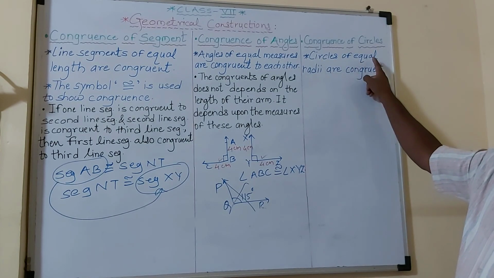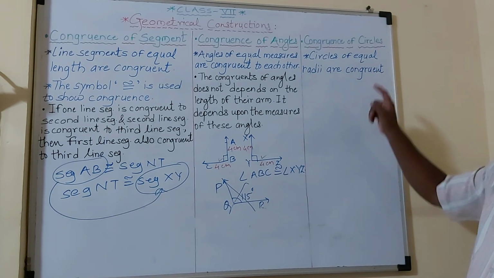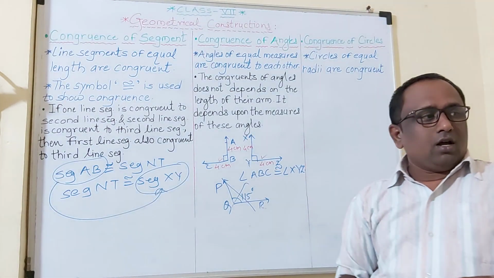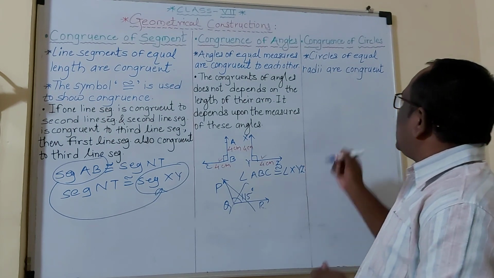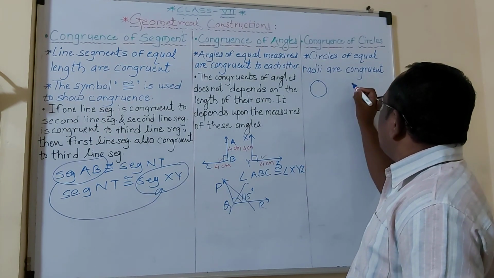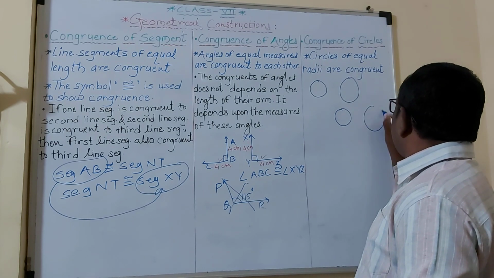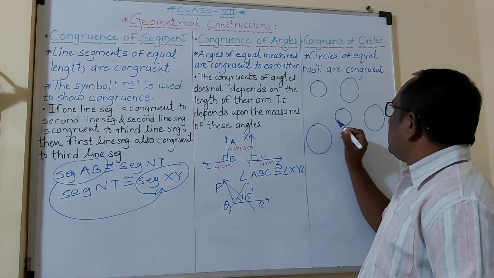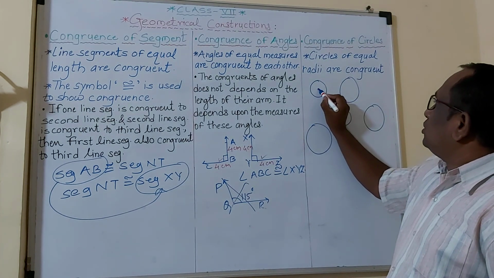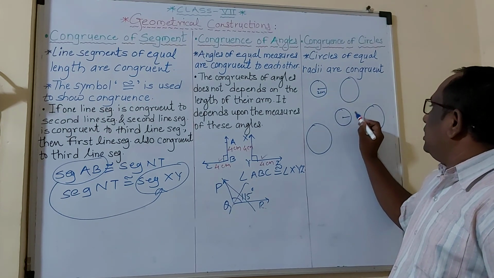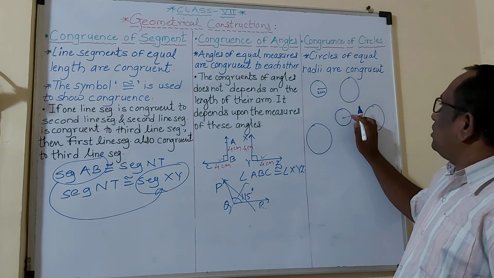Now the next point we will move to, students, is congruence of circles. Circles of equal radii are congruent. Radii is the plural of radius. Now see students, I will draw some circles here. So I write here 2 centimeter. The radius of this circle is 2 centimeter.